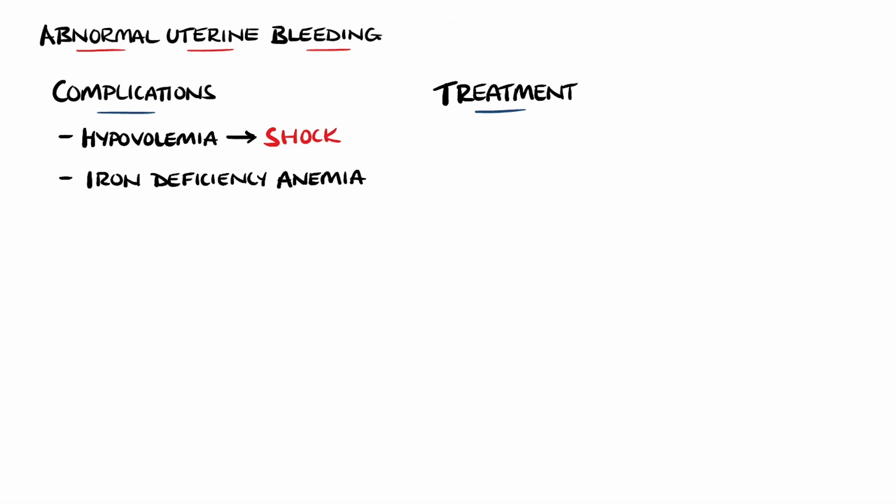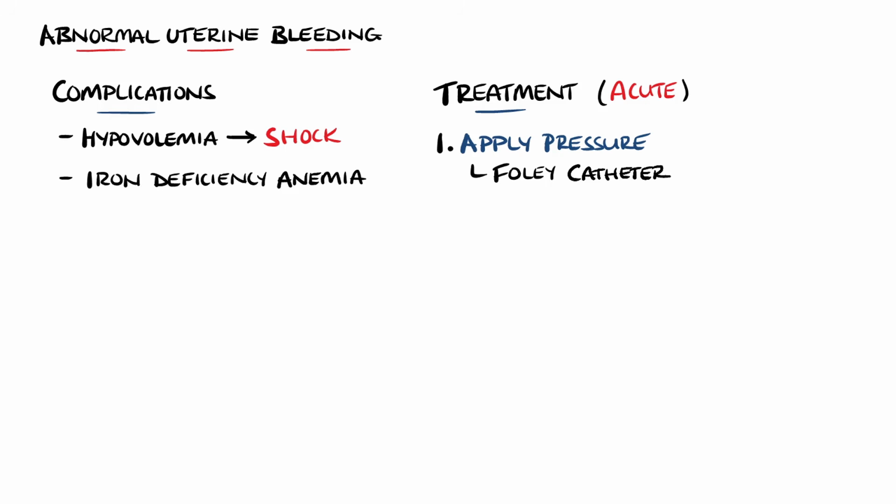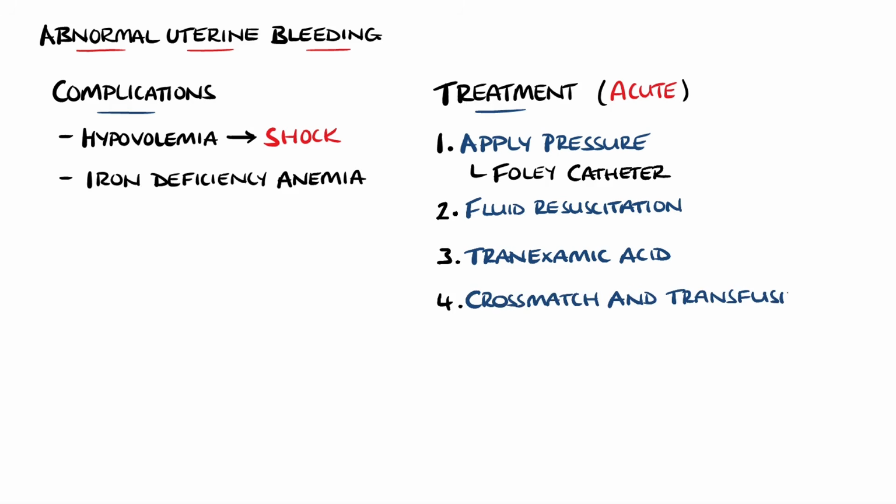In the case of a severe bleed, pressure is applied to stop the bleed, and in some cases, this is done using a Foley catheter. Fluid resuscitation is given, and often tranexamic acid, which is an anti-fibrinolytic agent, is given. Cross-matching and transfusion may also be needed, and exploratory surgery is also an option to control the bleed in severe cases.